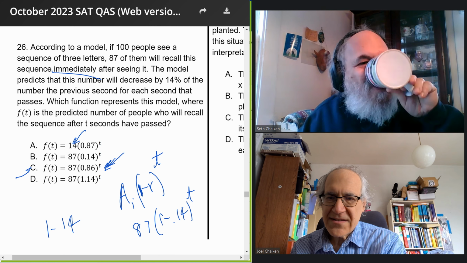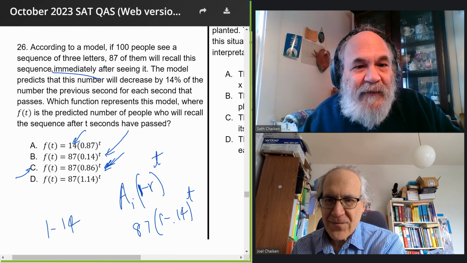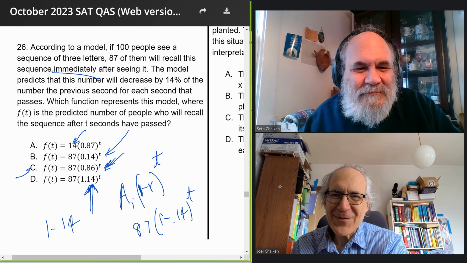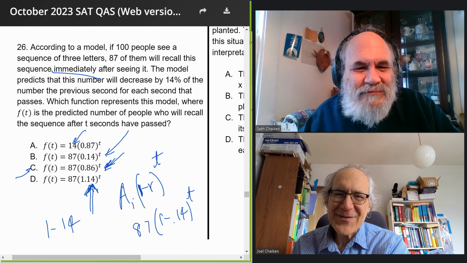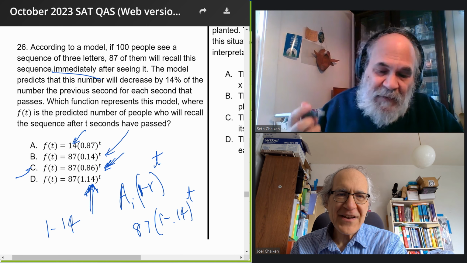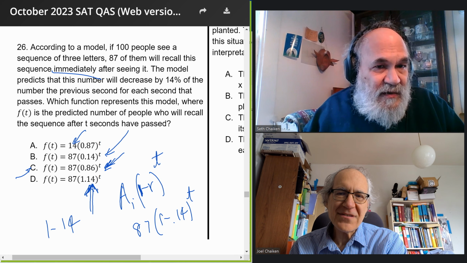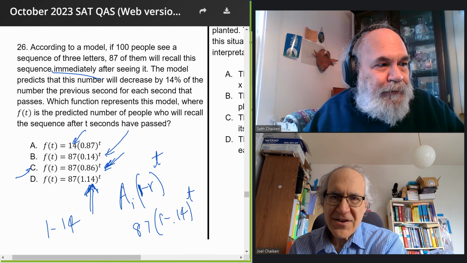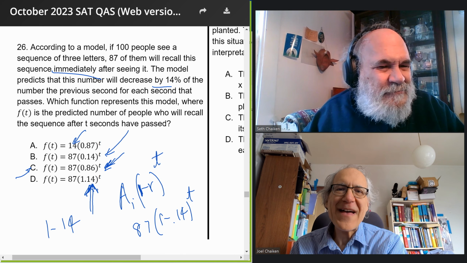So notice 2 of the distractors have a 14 in there. Oh, this is growth. That's 14% growth, I mean 40% more people are able to see it, which makes no sense because after a few seconds you're above 100. But if you're not sure, a nice way to check it is just put t as 1. If it decreases by 14%, then you're not going to have that many fewer people.